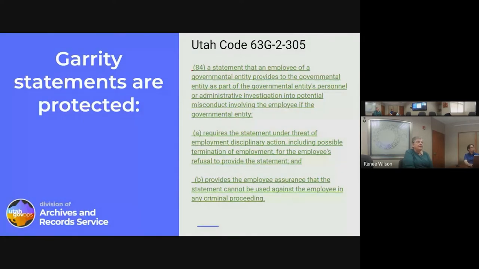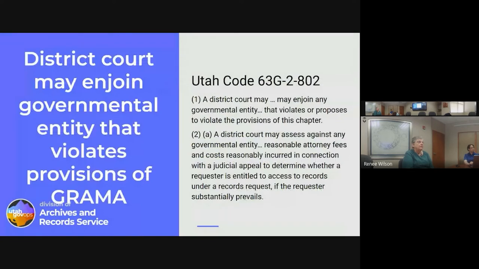This same bill expanded the district court's authority: the district court may enjoin a governmental entity that violates the provisions of GRAMA. So in 802, a district court may enjoin any governmental entity that violates or proposes to violate the provisions of this chapter. So this is saying that if a records access issue goes to district court and the requester substantially prevails, the government entity loses at the district court, then the court can award attorney fees to the requester, and the governmental entity would then have to pay those attorney fees.